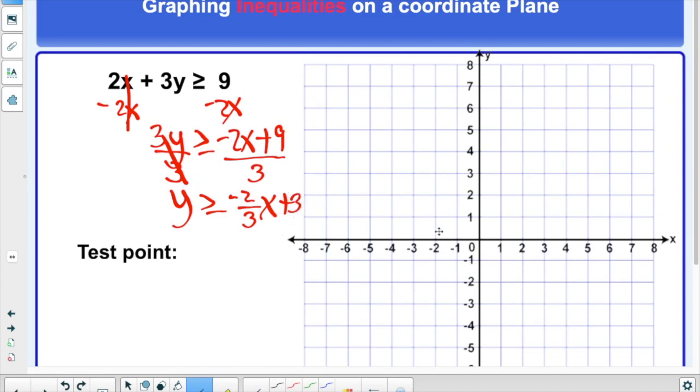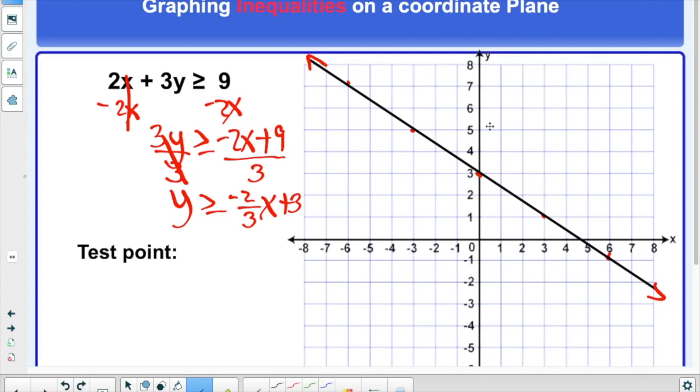So I know my graph starts at 3, and then it's going to go down 2 over 3, or up 2 over 3 to the left. This is going to be a solid line because it's equal to. And I'm going to put arrows on my line.